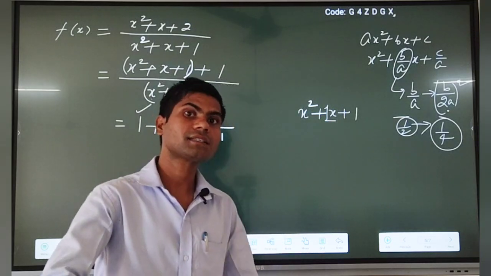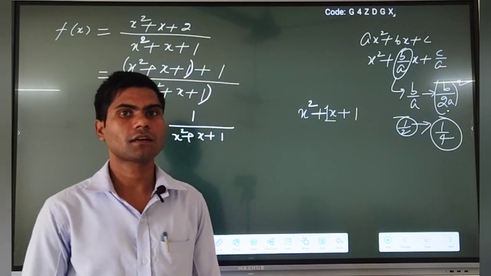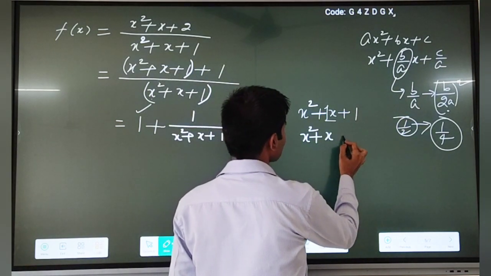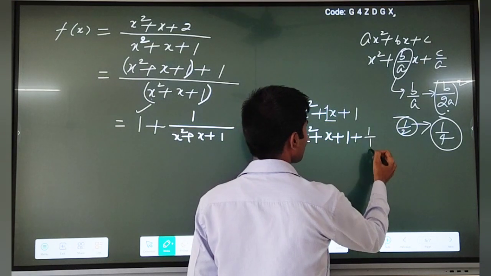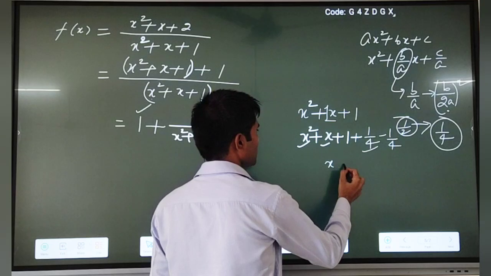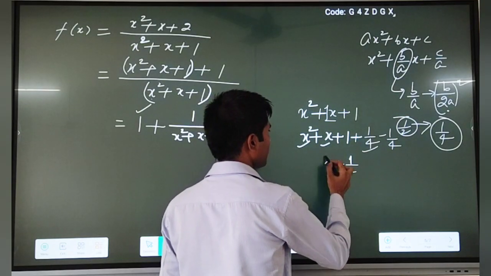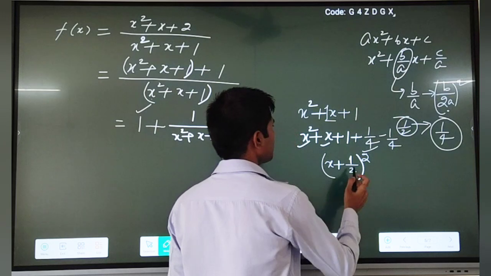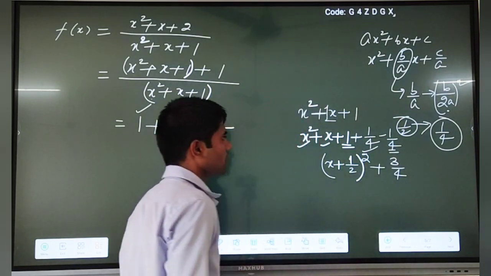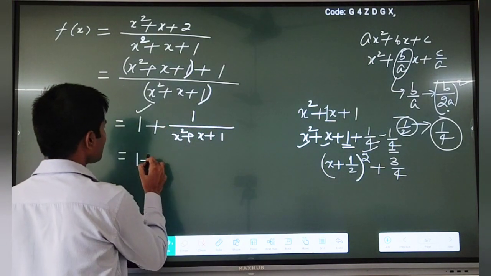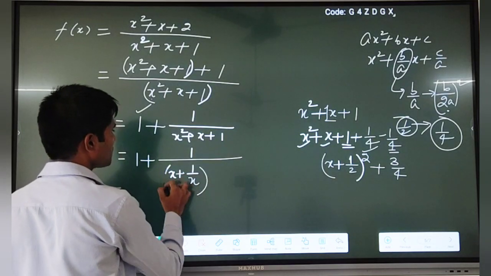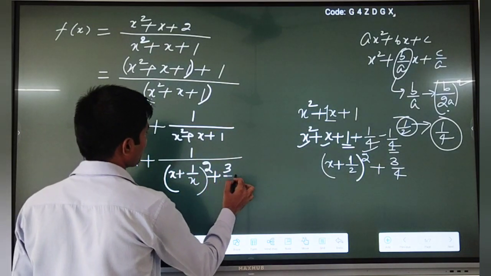If we are adding this number and subtracting the same number, we can easily convert it into the form of a square. So x square plus x plus 1, it is the main question, plus 1 by 4 minus 1 by 4. Now the first, second and fourth, these three terms we can convert into the form of (x plus 1 by 2) whole square, and 1 minus 1 by 4, so it will be 3 by 4. Okay student, so 1 plus 1 divided by (x plus 1 by 2) whole square plus 3 by 4.